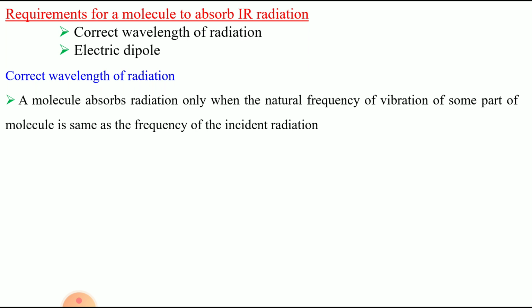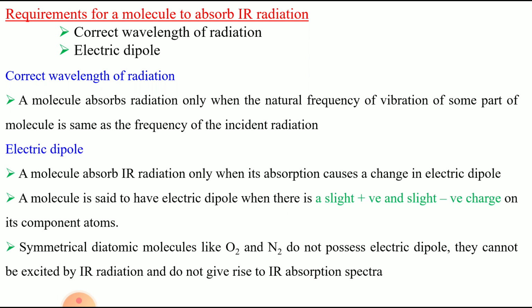Next is the electric dipole, nothing but the dipole moment. Compounds that have a dipole moment, with partial negative and positive charges on the atoms, are the molecules that undergo IR absorption or vibrational transition. Why? Because the partial positive and negative charges on the atoms represent the dipole moment. If a molecule has a dipole moment, and there is a change in the dipole moment upon absorption of IR radiation, then the vibrational transitions will happen.